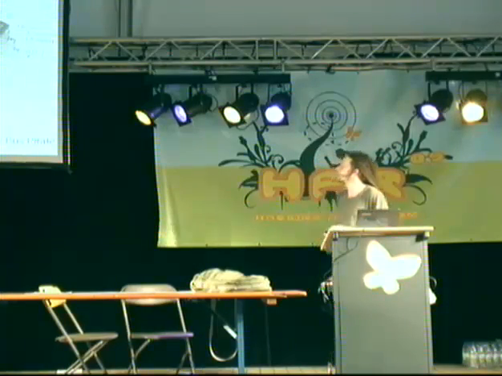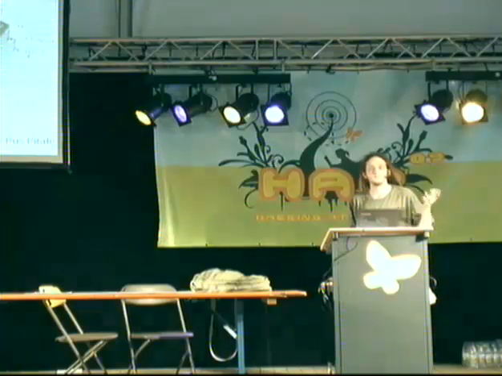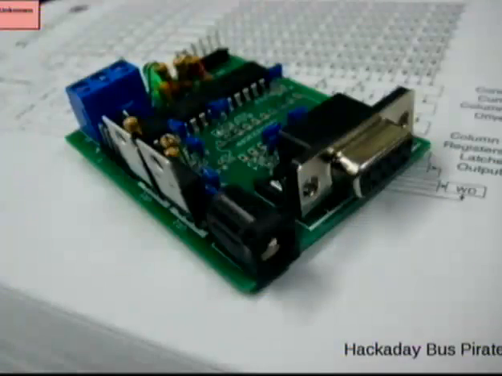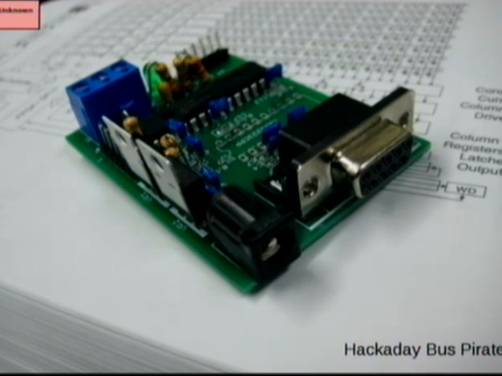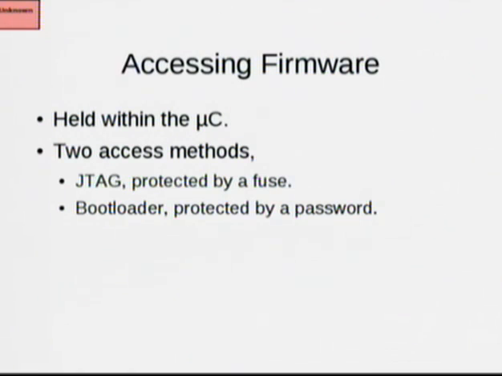You can use the bus pirate to do this, or I designed a board to do it as well called the GoodFET. And in either case, you just plug it in, you send the command to read the memory chip, and for I2C, it lets you. To access the firmware, when it's held within an external chip, it's very easy to steal. But in the case of firmware which is held within a microcontroller, you have to use either JTAG or a bootloader.